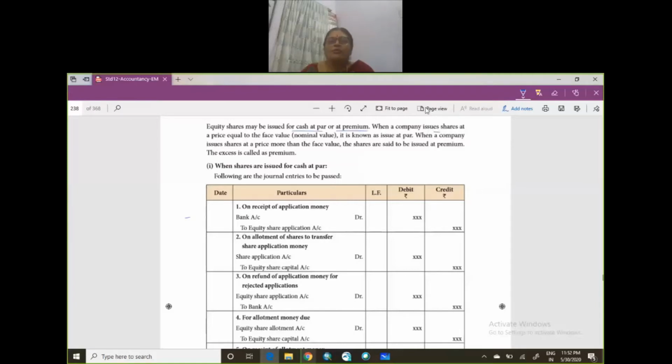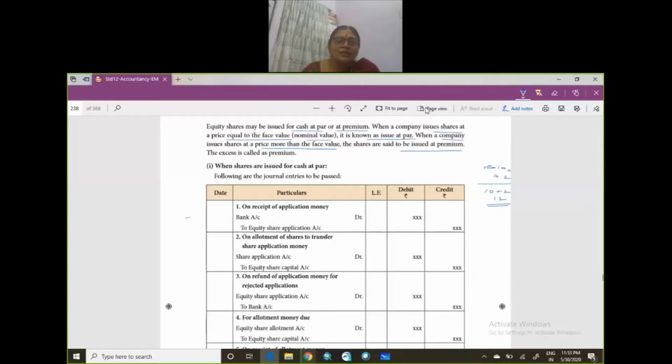When a company issues shares at a price equal to the face value, that is the nominal value, it is called issue at par. When a company issues shares at a price more than the face value, it is said to be issuing at premium. For example, if the face value of the share is rupees 10, and you give it for a premium of 2, then it is 10 plus 2, that is 12 rupees. That means you're issuing at a premium, more than the face value.